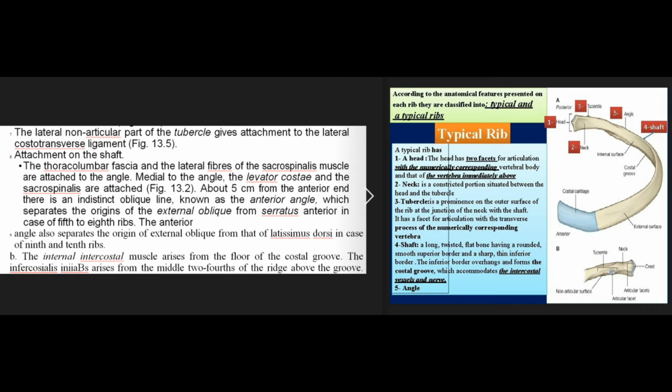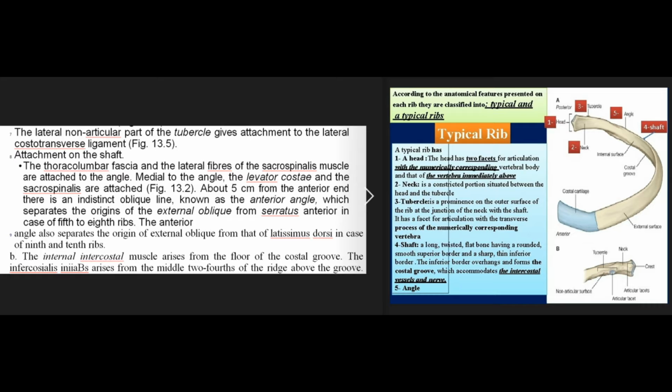About 5 cm from the anterior end there is an indistinct oblique line, known as the anterior angle, which separates the origins of the external oblique from serratus anterior in case of 5th to 8th ribs. The anterior angle also separates the origin of external oblique from that of latissimus dorsi in case of 9th and 10th ribs.